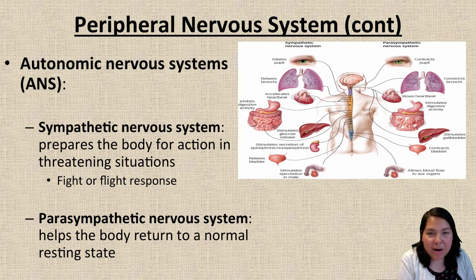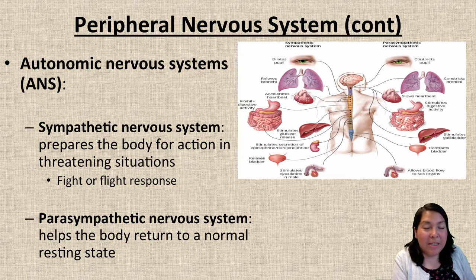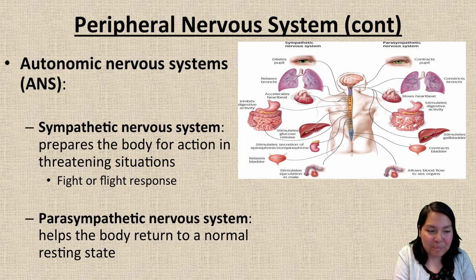And also our hairs may stand on end and we may get goosebumps. And so this is our body's way of increasing our sensitivity to touch. So this all makes it easier for us to escape.